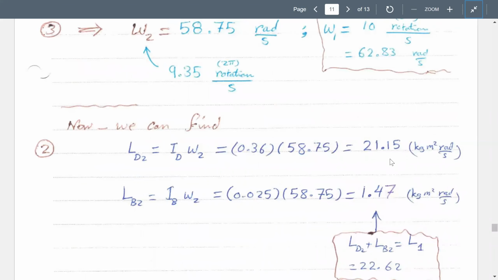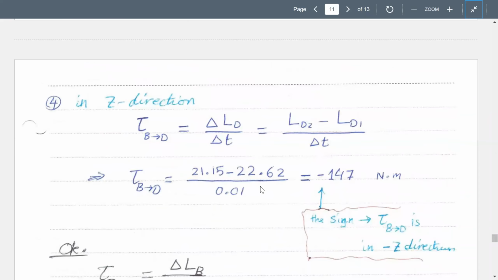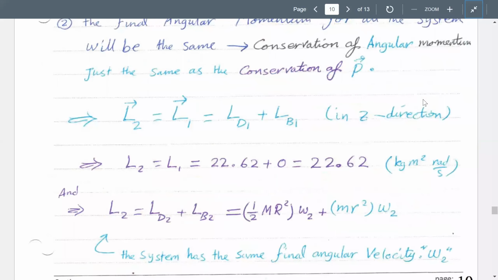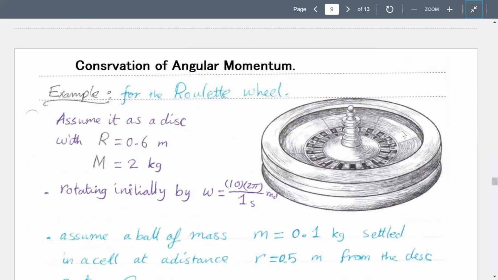The final momentum is 21.15, which is L final. The initial momentum is 22, which is the total momentum. So now the torque from the ball on the disk is negative 147 Newton meters in the negative Z direction.